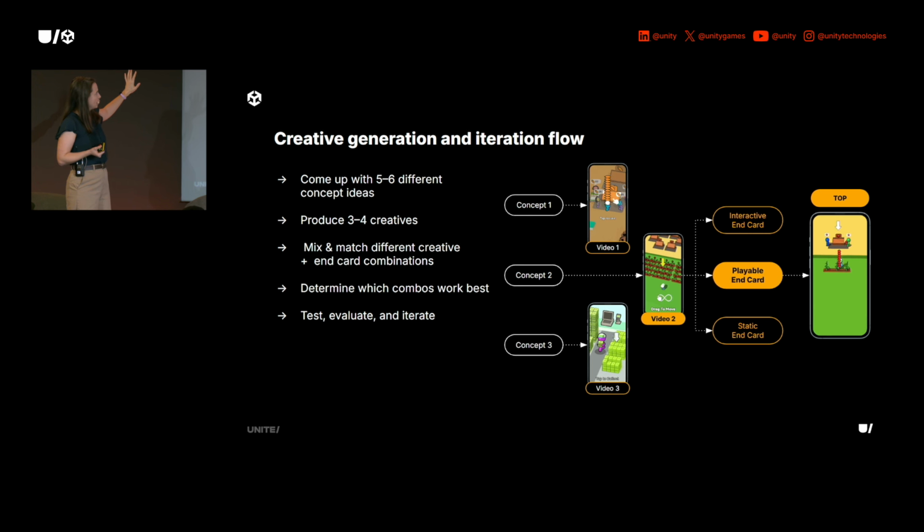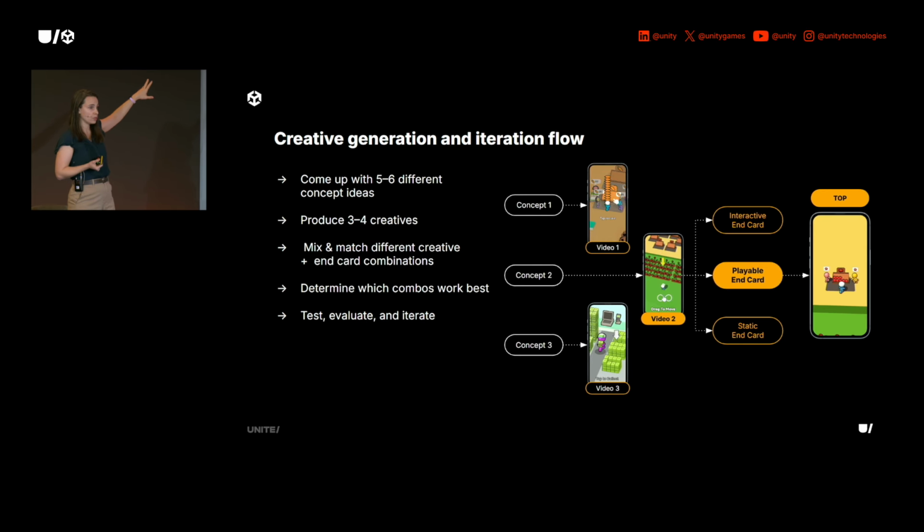So you want to make sure you showcase that content. What we recommend you do is you set this up and then you refresh it, right? So come up with 5 to 6 different concepts, produce 3 to 4 creatives, mix and match them. You have a playable, a video, an end card, whatever. Find out what works best on which network, and then from there, you test and iterate.